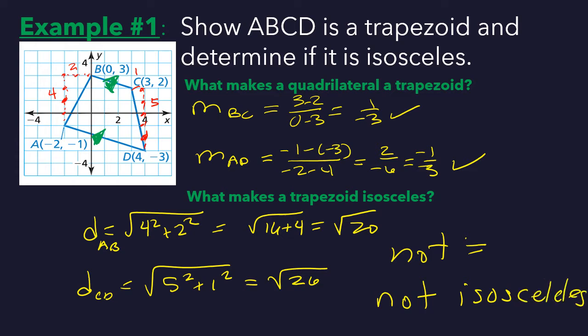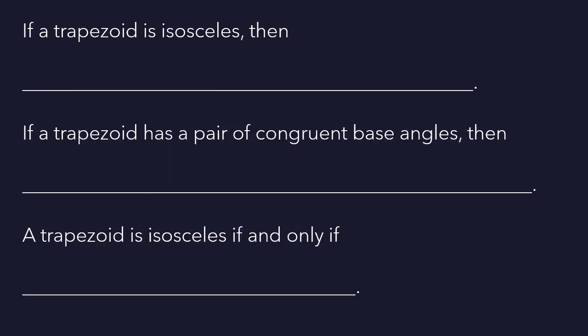If they were equal, then that would tell me that my trapezoid is isosceles. But the legs are not congruent, they do not have the same measure, so there we go. It's just a trapezoid. Boring.